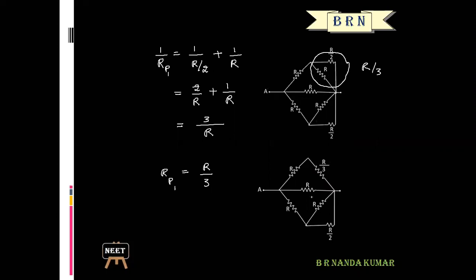Even the effective resistance of this other parallel combination is also R by 3, because here R and R by 2 are both connected in parallel. So the effective resistance of this parallel combination is also R by 3.